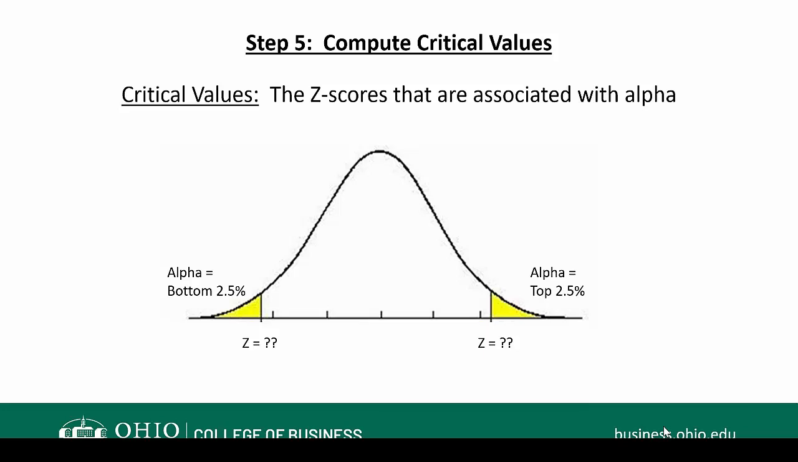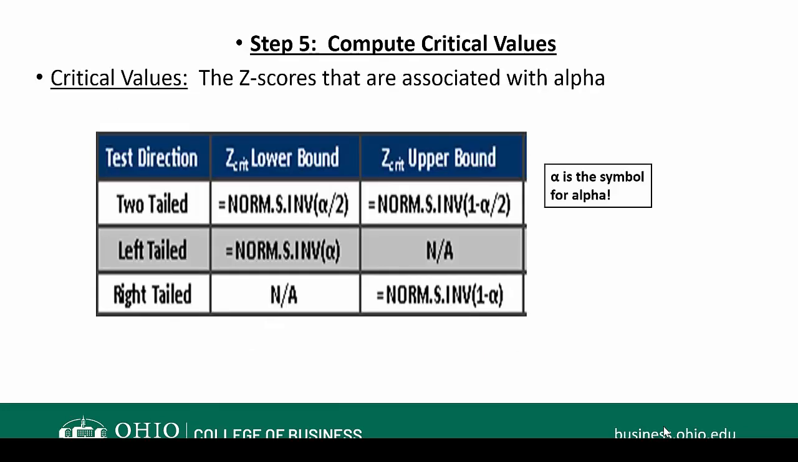Step 5 is to compute the critical values. Critical values are the z-scores associated with alpha. In our example, we wanted to determine the z-scores that are associated with the bottom and top 2.5%. If you remember, we use the inv functions to determine the z-scores given the percentage. Here are the Excel functions. Note that there are different functions depending on whether it's a one-tailed left, one-tailed right, or two-tailed test.